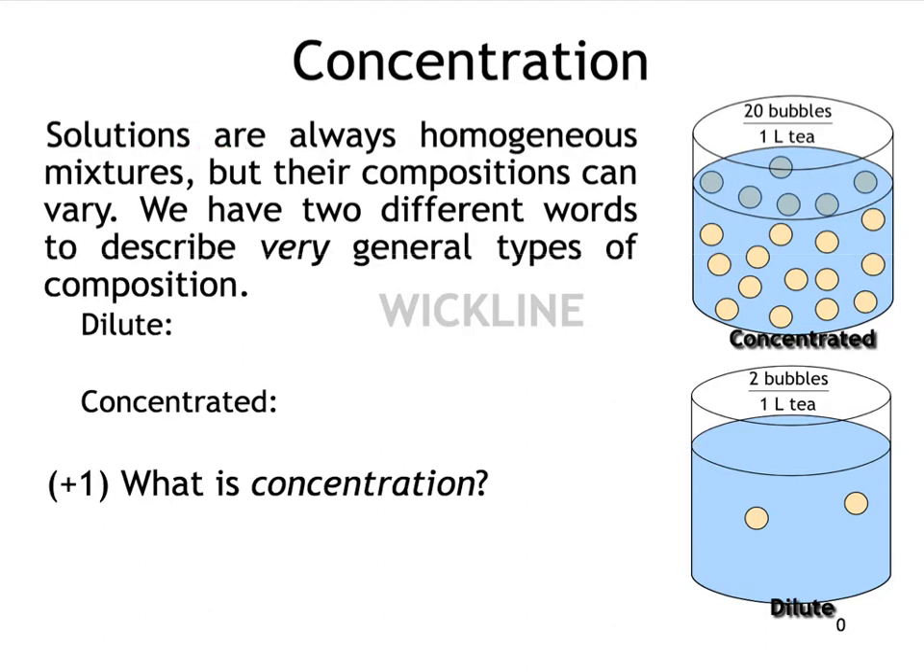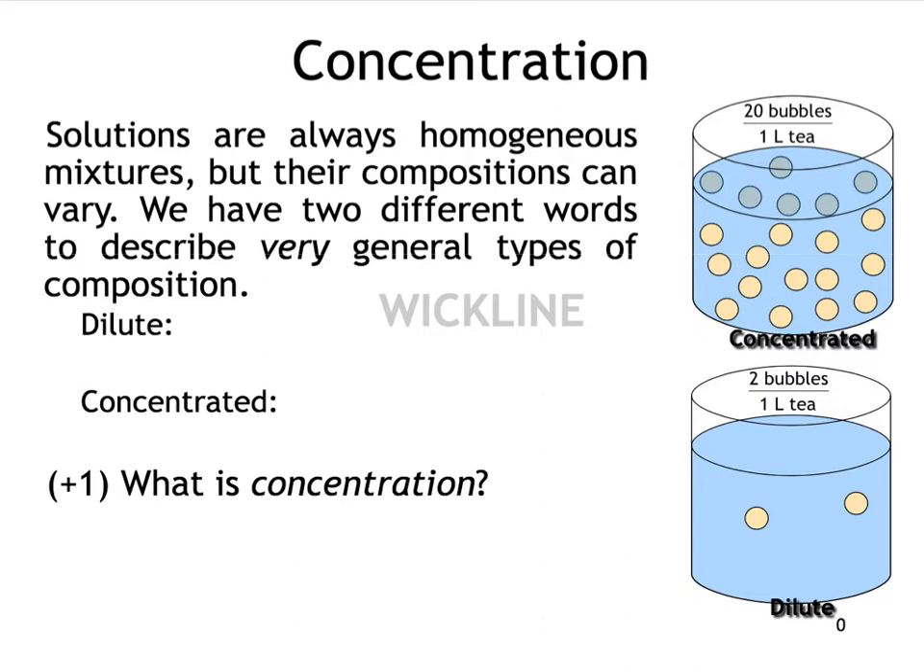Solutions are always homogeneous mixtures, but their compositions can vary. For instance, check out these two ridiculous examples. First of all, these are not solutions. I was just in a bubble tea phase when I made this, but if you had 20 bubbles in 1 liter of tea, that would be a lot of bubbles for a tea. We would say this is more concentrated. If you had only 2 bubbles in a liter of tea, that's a lot fewer bubbles. We would call that dilute.